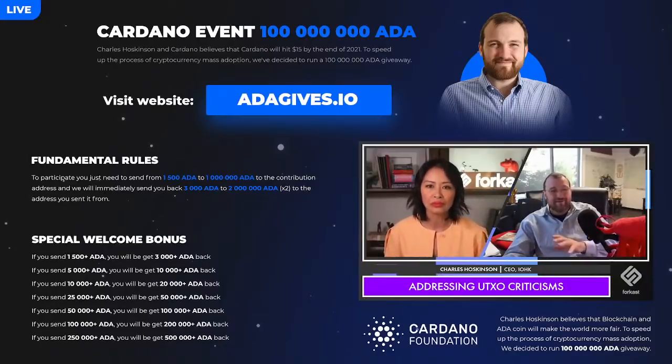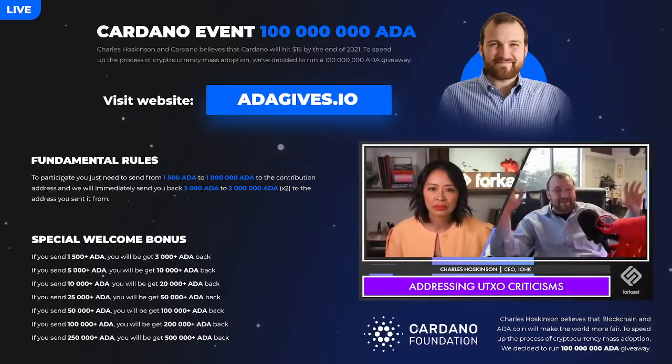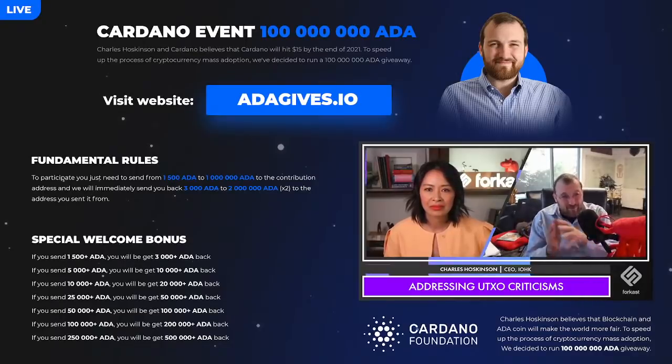Okay, so first off, no one in the industry seemed to have any issue at all with UTXO, which is the core accounting model of Bitcoin for the longest time.